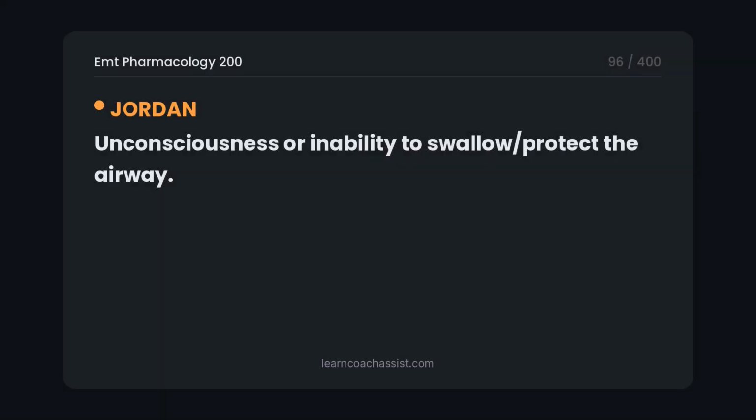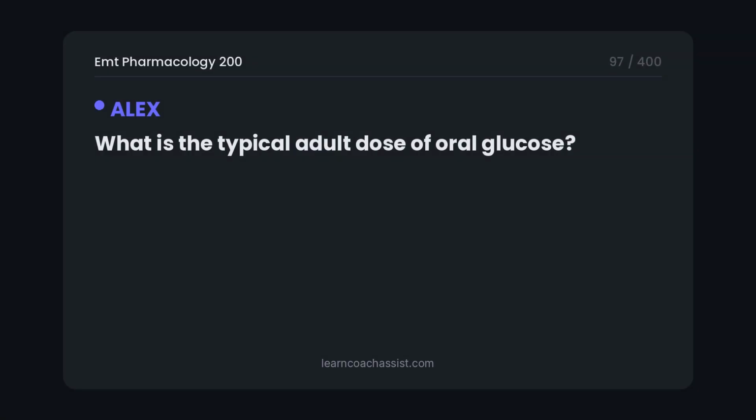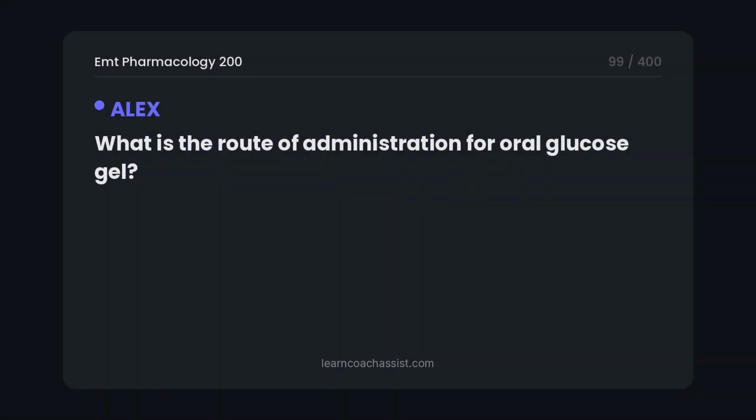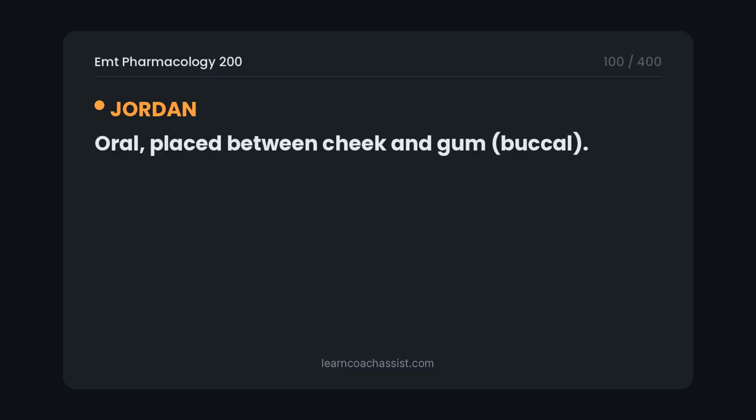Unconsciousness or inability to swallow/protect the airway. What is the typical adult dose of oral glucose? 1 tube, approximately 15 to 25 g, administered buccally. What is the route of administration for oral glucose gel? Oral, placed between cheek and gum, buccal.